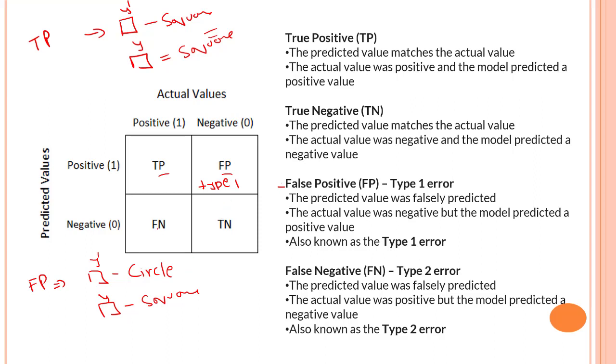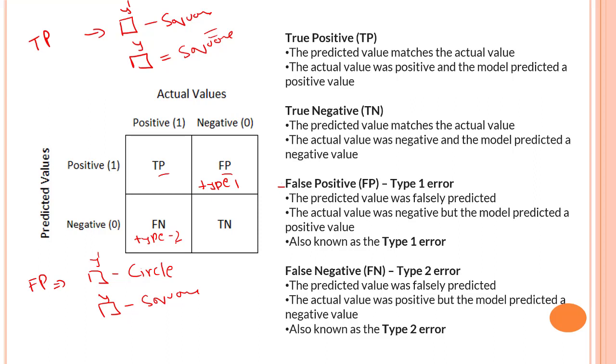Similarly we have false negative, and false negative is known as type 2 error. In this, just the opposite happens. The predicted value was again falsely predicted. We predicted negative, but we eventually saw that no, it's a different figure. So that's about false negative. And then we have true negative. We predict a value that it is a negative value, and in the actual case also it's the same value.